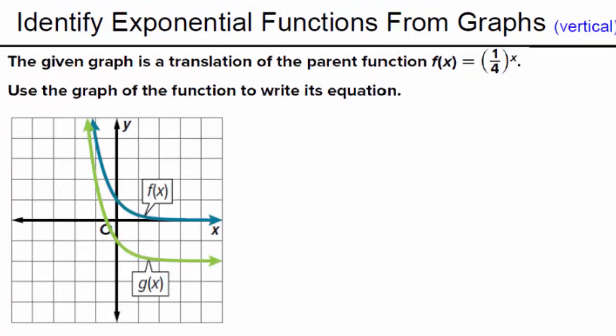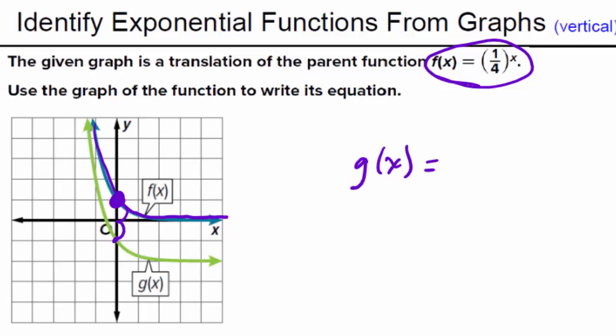Okay, so now we want to identify the exponential functions from the graph. This one's implying that it's probably vertical. So we're given the function f of x is 1/4 to the x. So f of x is this one right here. So we got a decay function. And then g of x is the transformed function down here. So how does f of x become g of x? Well, if we look at the y-intercept right here, it's at 1. It appears to go 1, 2 down. So it looks like we have g of x is going to equal f of x minus 2.